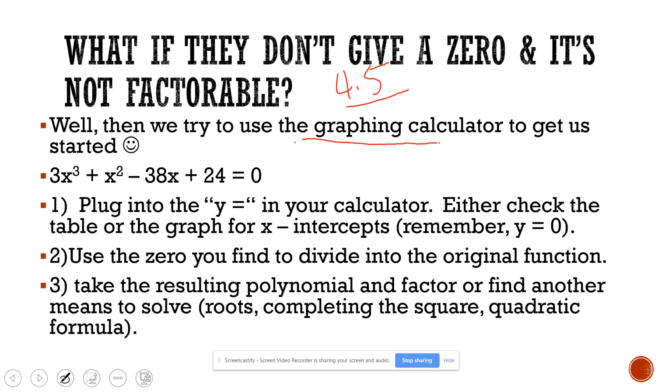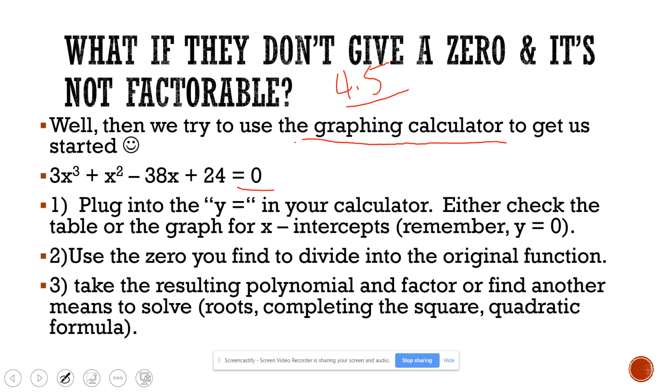One way is to try to use our graphing calculator to at least get us started. So we look at 3x cubed plus x squared minus 38x plus 24 is equal to 0. So our polynomial is equal to 0. We've already checked that it's not factorable, and they obviously didn't give us anything. So we're going to plug this into the y equals in our calculator.